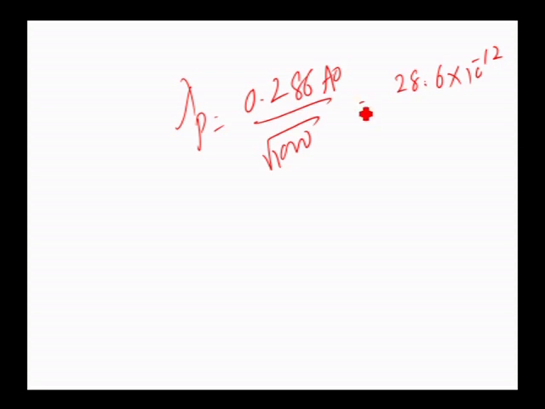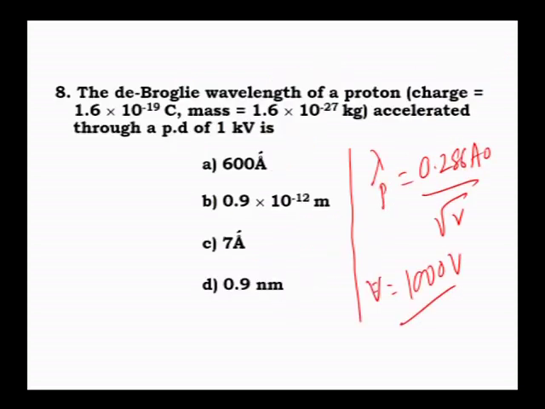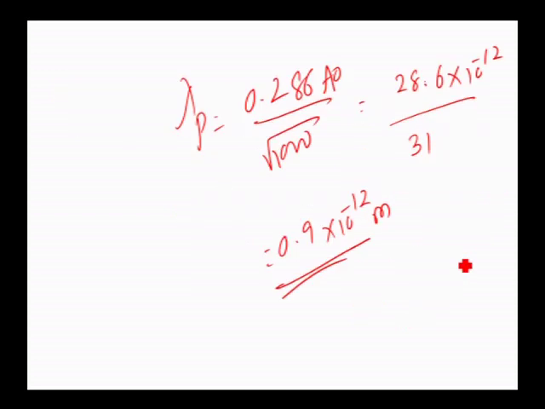Can we write it like this? Angstrom means 10 to the power of minus 10, if you shift 2 decimals it becomes minus 12, divided by 31. Anyway, 28 by 31 means it's around 0.9. Therefore, it is 0.9 into 10 to the power of minus 12 meter. Clear? Therefore, the correct answer is option B. Important, remember: wavelength of proton is 0.286 angstrom by root V. Potential difference is 1 kilovolt means 1000 volt. Anyway, root of 1000 is around 31. 28 by 31 means around 0.9. Therefore, the answer is 0.9 into 10 to the power of minus 12.